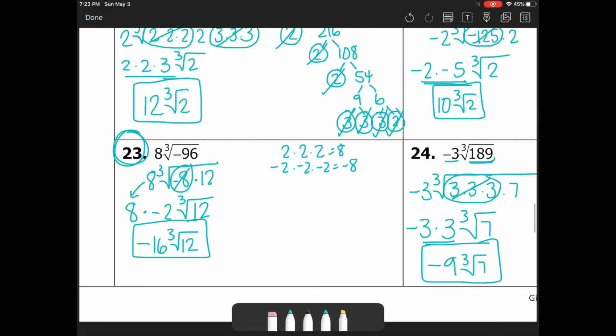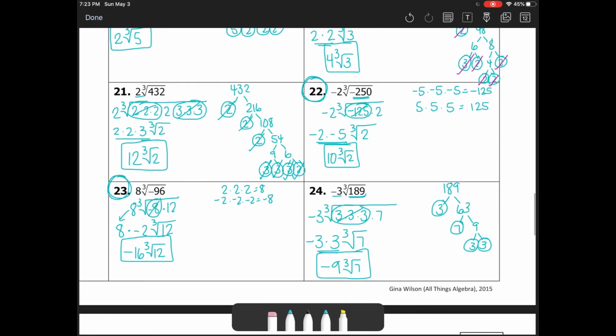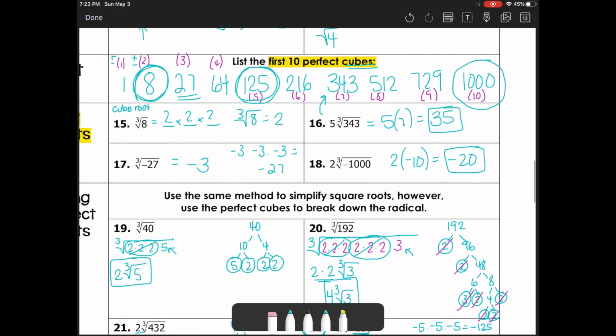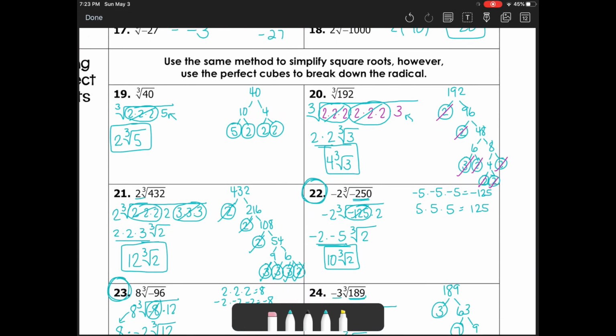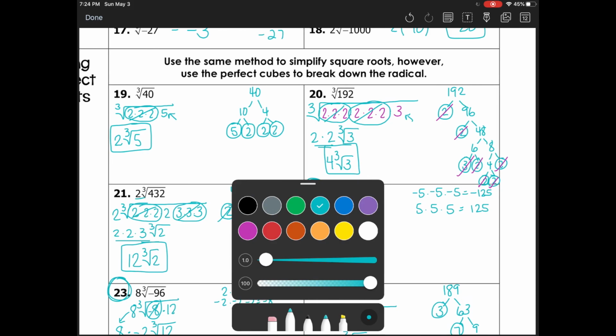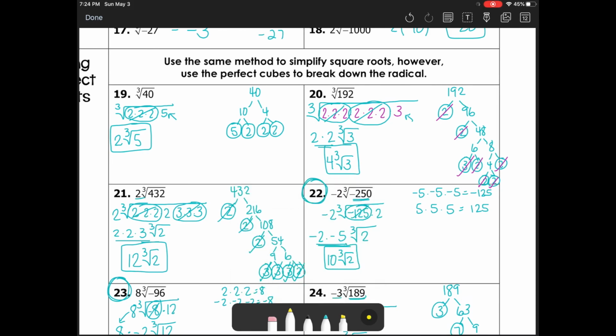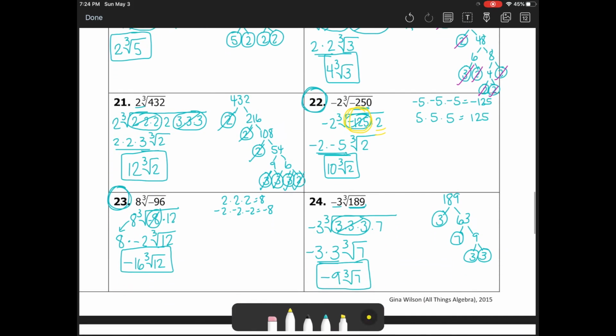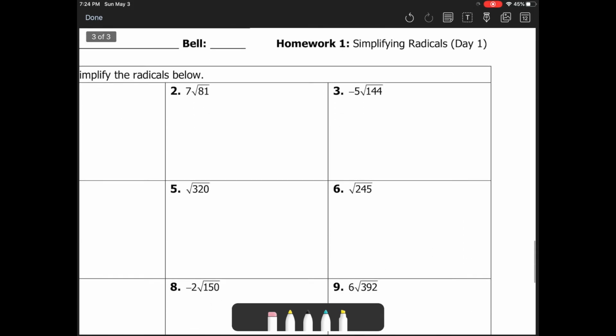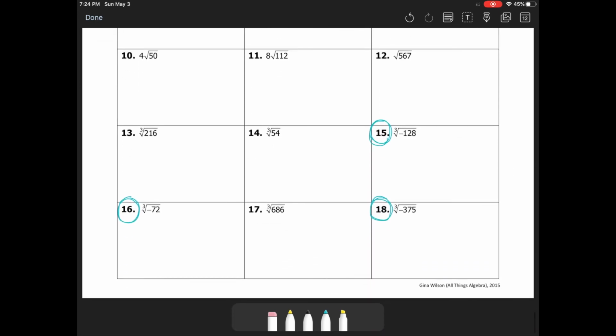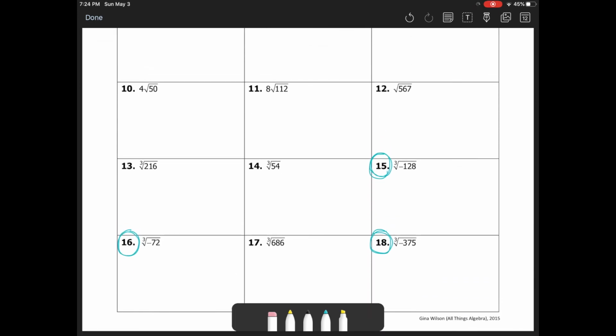You want to use your perfect cube list, from 1 to 1,000 here, and you want to try to break down your radicand so that you have a perfect cube. Let me change colors here. So for example, with this one, you have a perfect cube times a number. And down here, you have a perfect cube times a number. Attach the negative to the perfect cube and then make the answer to that also negative. That's how you do those. So when you get to the next practice page, you'll be able to do the 3 problems at the bottom. Go ahead and challenge yourself and see how you do with those.